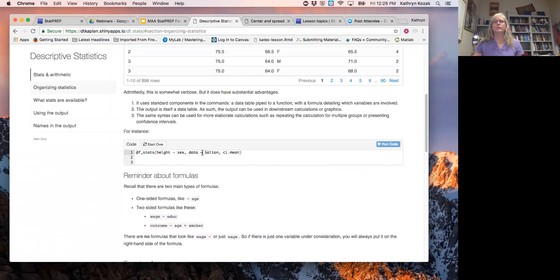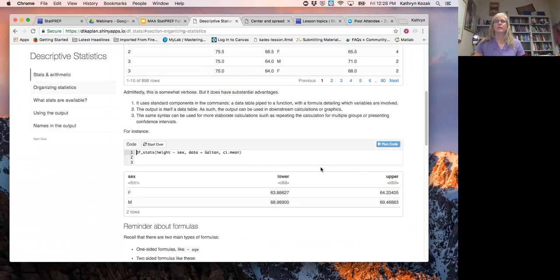And again, data equals Galton tells R where the data set is. Then this time I'm going to do a confidence interval for the mean. So again, I'm going to run it. And you can see now we had the female data here, and their lower limit of their confidence interval and their upper limit. And then we had the male data here, lower limit and upper limit.